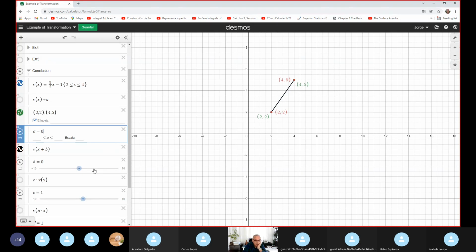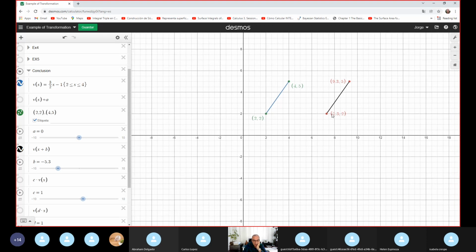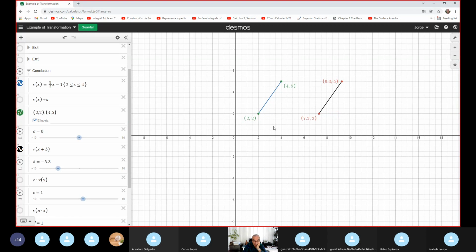So now I change B, and when B is positive, the motion is to the left. When B is negative, the motion is to the right. And you can see that now the point changes in the x component, the first component. However, the second component, y, stays the same. So again, positive left, negative right. This is completely weird, right? Because in the parentheses you have plus B.